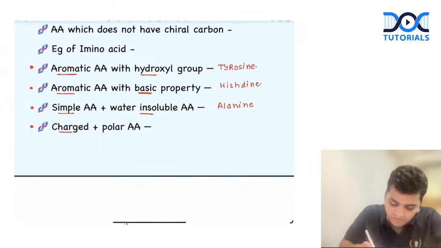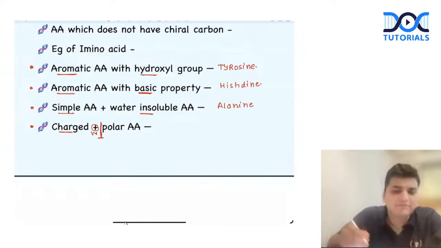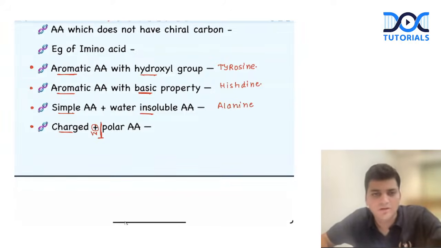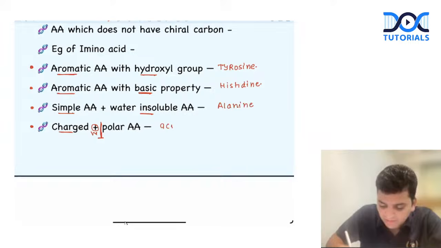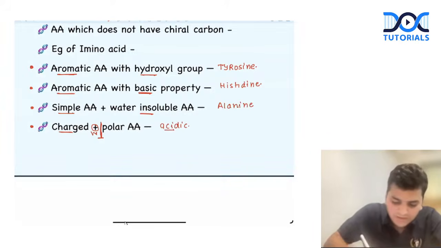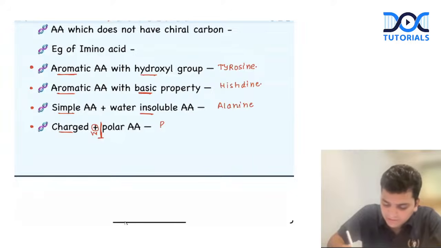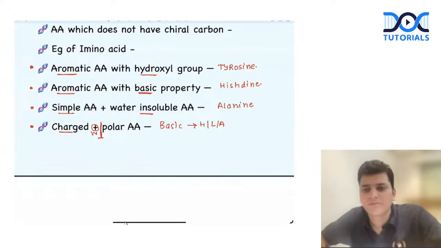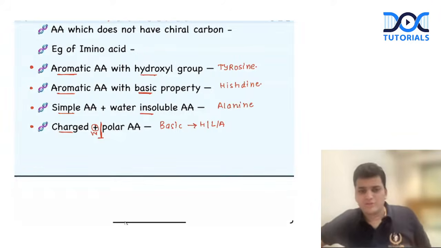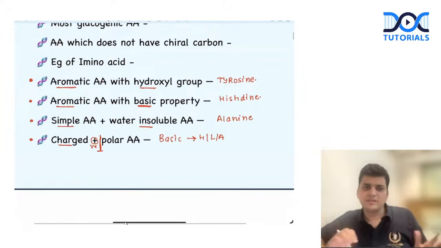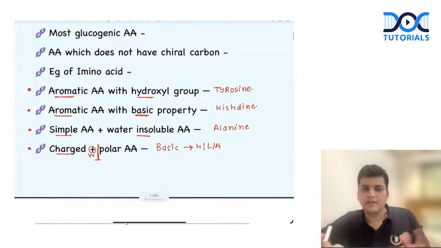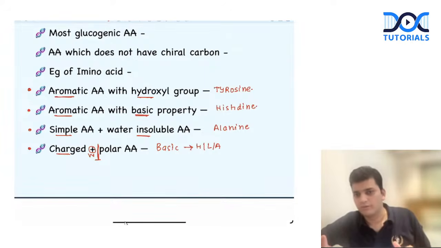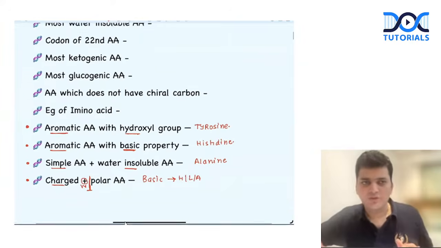Positively charged and polar. Yes, definitely. Anything which has a charge is going to be polar only. The positively charged and water soluble ones are going to be what? The acidic amino acids. Sorry, the basic amino acids: histidine, lysine, arginine. That is going to be positively charged and polar, right? So this is how they will ask the question, and sometimes for two families they will try to find which is the common one. The remaining are easy questions. You can solve them on your own.